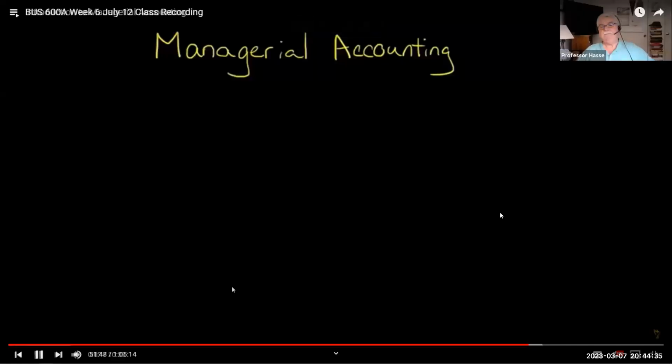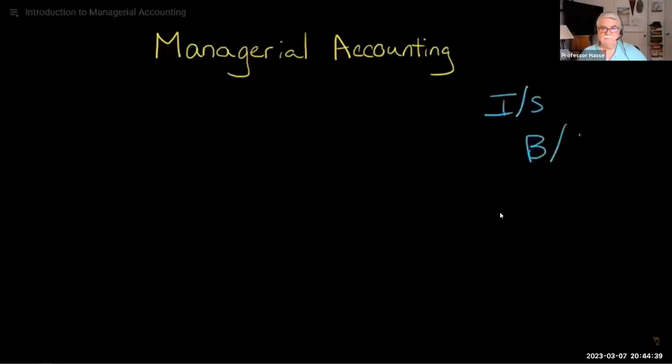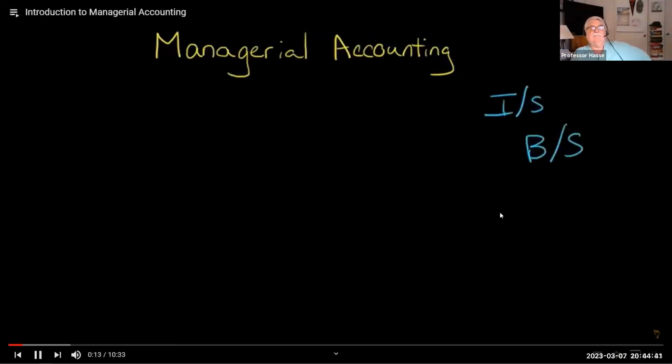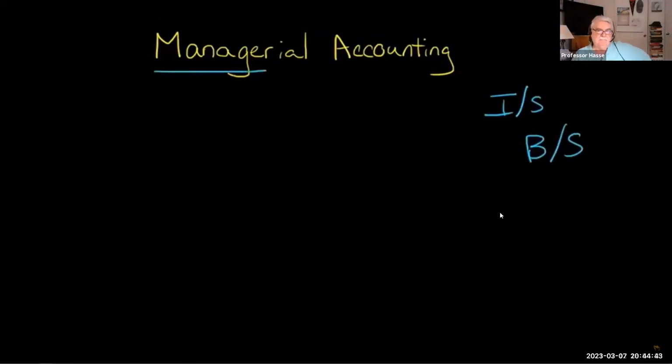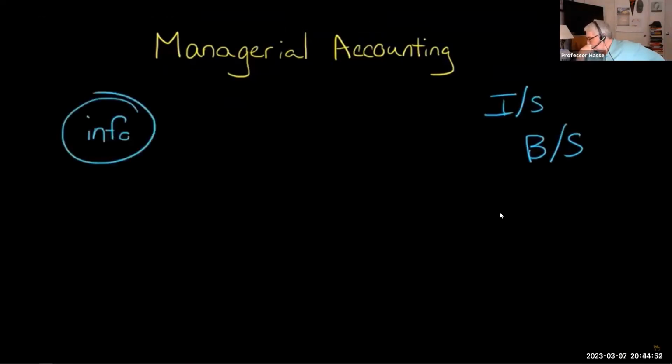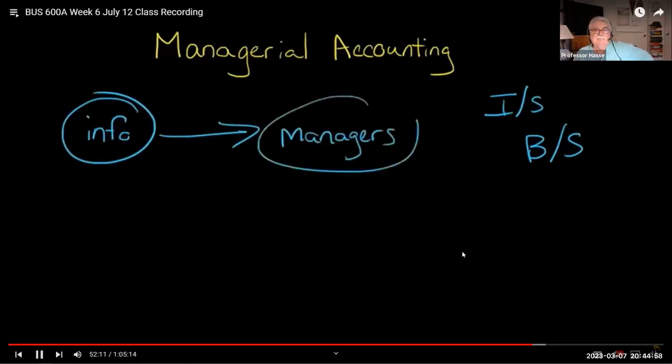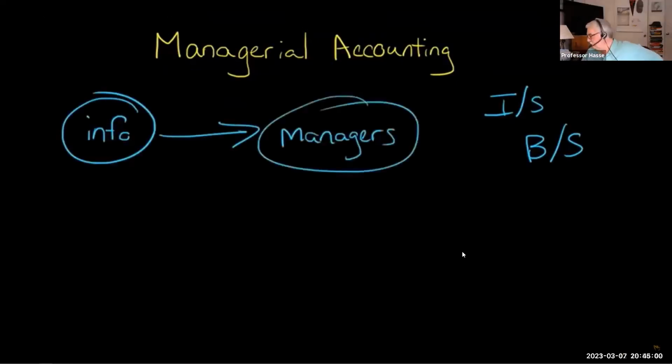Accounting, things like income statements and balance sheets. But managerial accounting is different because it's basically for managers. So when we talk about managers, what we're talking about is that we're going to create some information within the firm, and then we're going to give that info to managers to help them. So you might be thinking, what kind of information do managers need? Why do they need this information? What are we doing here?